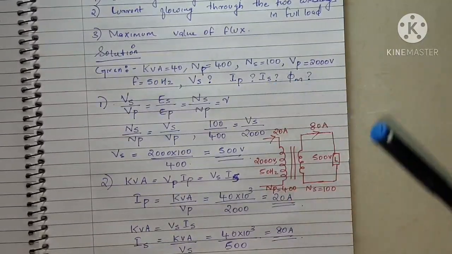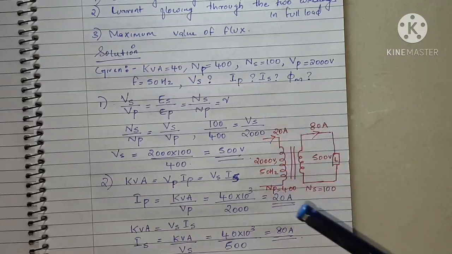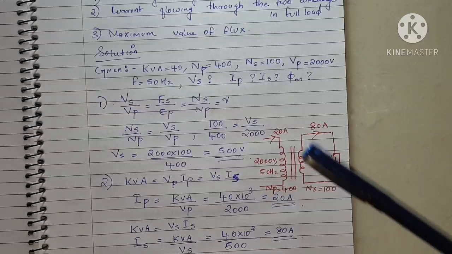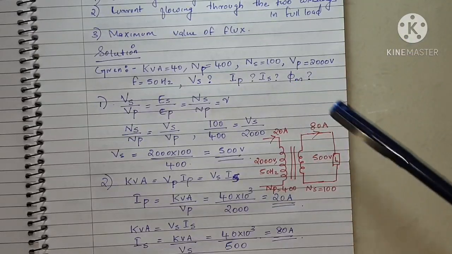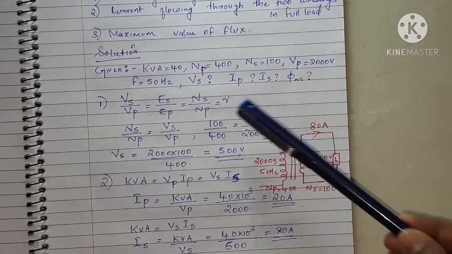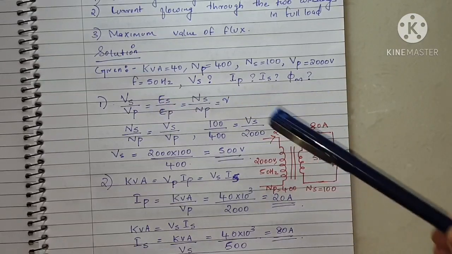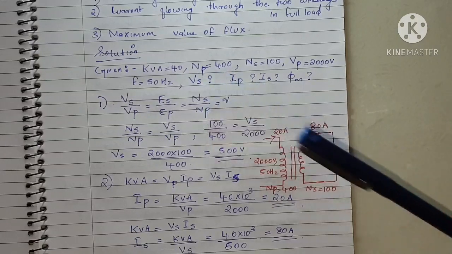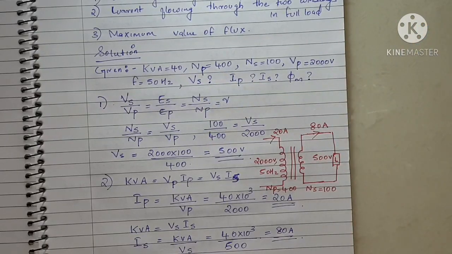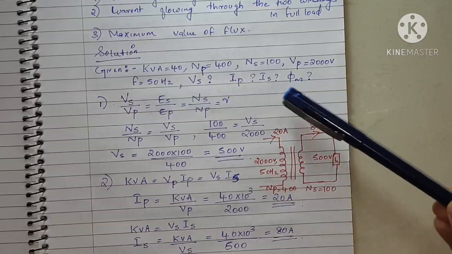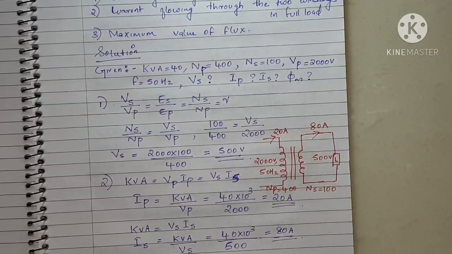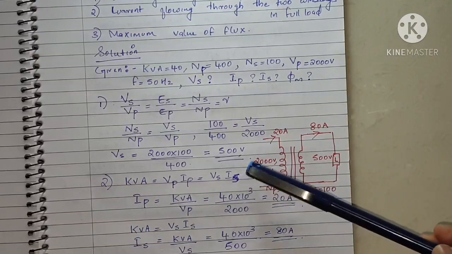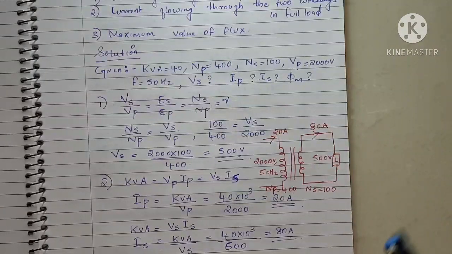It is given kVA equal to 40, Np equal to 400 turns, Ns equal to 100 turns, Vp equal to 2000 volt, frequency is 50 Hz. We need to find out the secondary voltage, that is Vs, current flowing through the two windings. Two windings means primary as well as secondary, that is Ip and Is, and maximum value of flux, that is phi m. First we will find out Vs, that is secondary voltage.